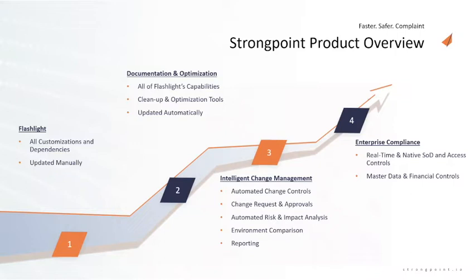So the next step is what we call intelligent change management. Now it's not just about understanding what's in your system. It's about understanding how you can effectively change things quickly to keep up with the pace of business. So you can think of tools like change controls, change requests and approvals, impact analysis, environment comparison, and robust reporting on what changes are actually happening inside the system. So really important tools to help you keep up with, like I said, the speed of your business.